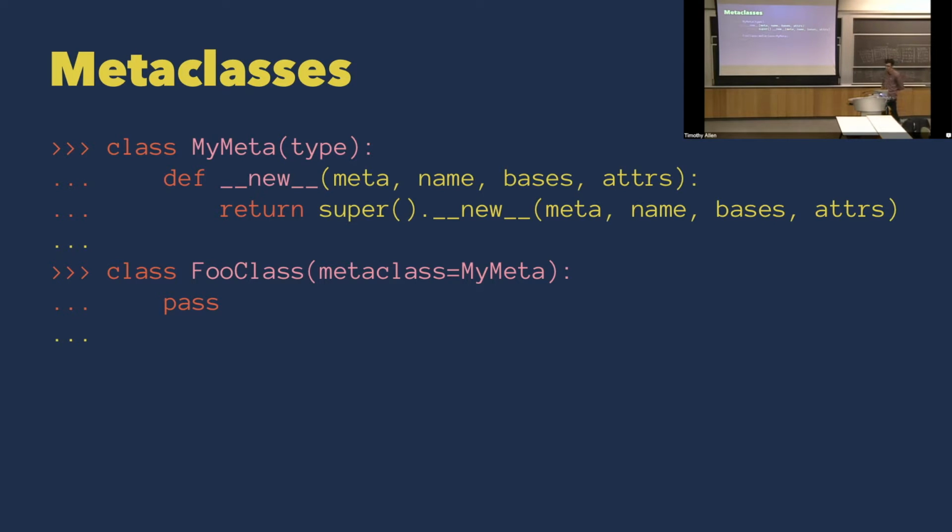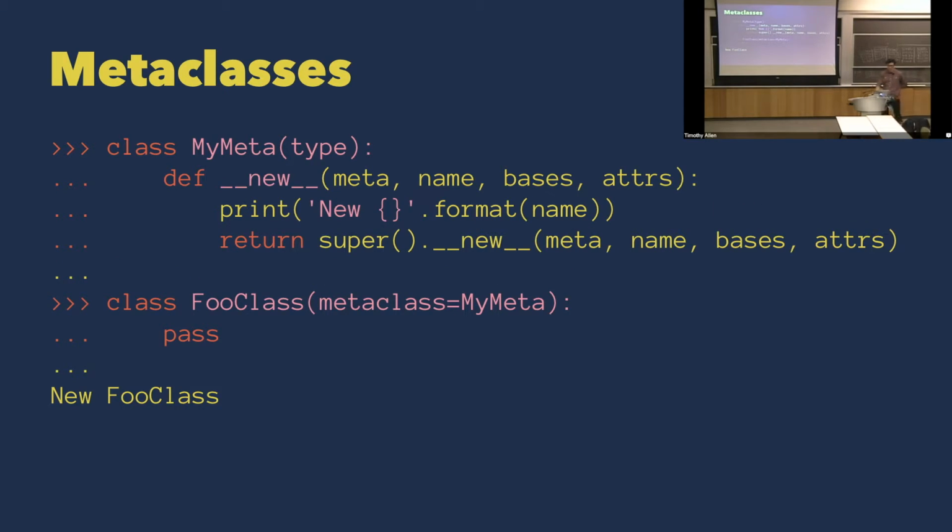And by the way, there are so many names for these four arguments that we can pass to new for metaclasses. There's not really any consistency. This is just what I like the best. But the arguments are meta, which is the parent class, the name of the class, the bases, and the attributes, just like when we were doing it with type before.